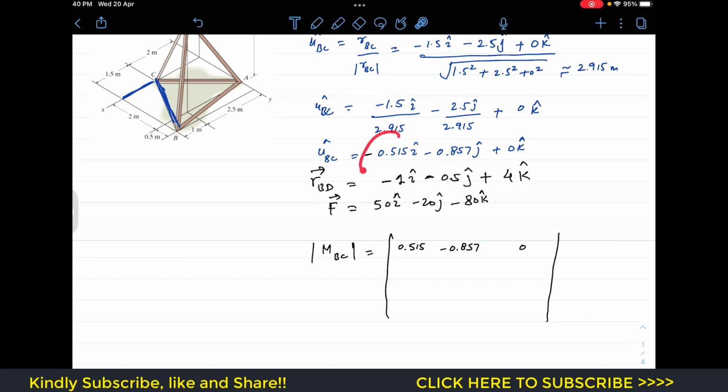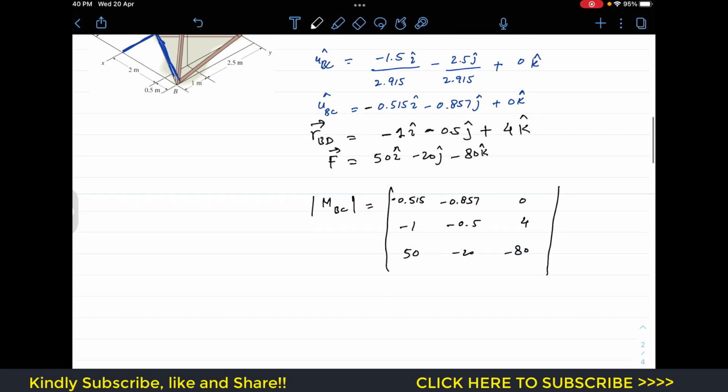This is also negative. Remember that this is also negative, so we have to write a minus sign here. So minus 0.515, minus 0.857, and 0. And then the second row is the position vector from B to D. So we have to write minus 1, minus 0.5, and 4. And then the third row is the components of that force F. So this is 50, minus 20, and minus 80.